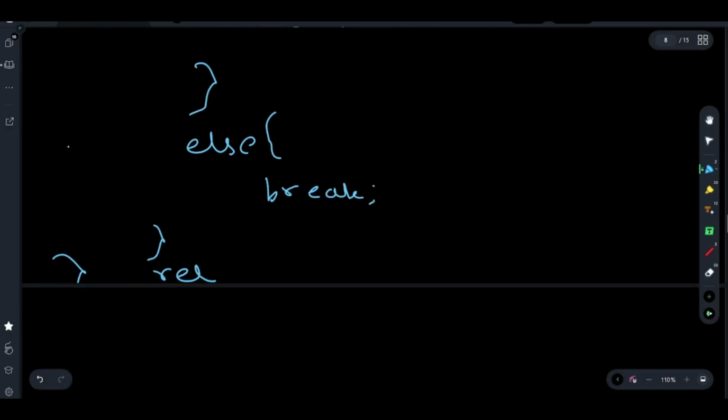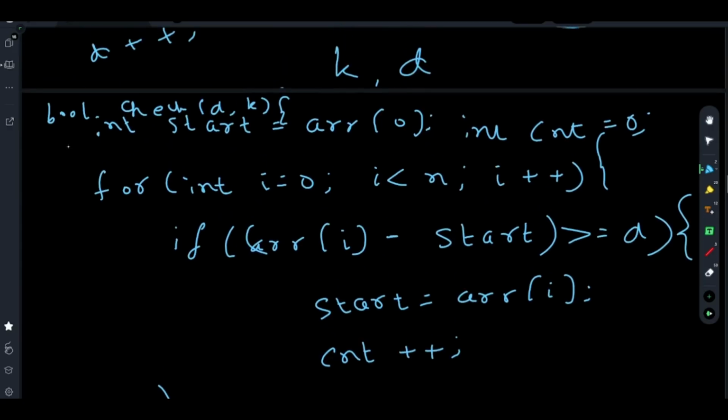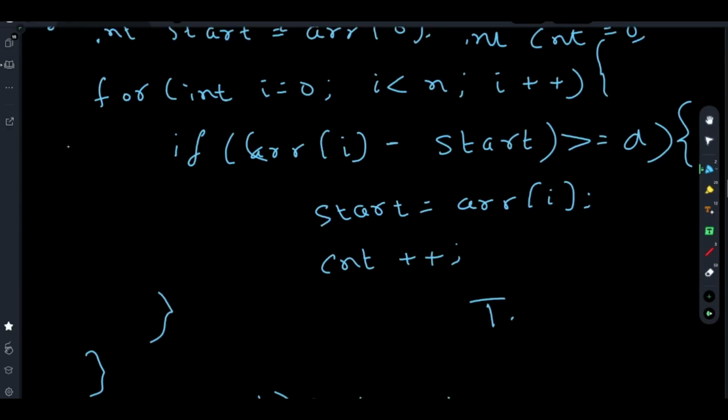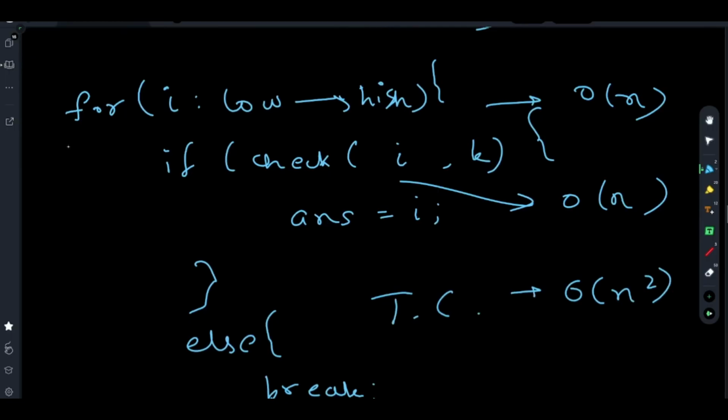And you will return the answer at the end. This is the overall algorithm. Now, how is the time complexity of this particular algorithm? You will see that this approach calls the check function, which takes O(n) time, and it is called O(n) times. So effectively, time complexity will become O(n squared), and space complexity will become O(1).